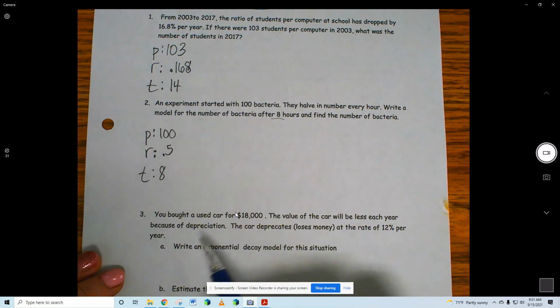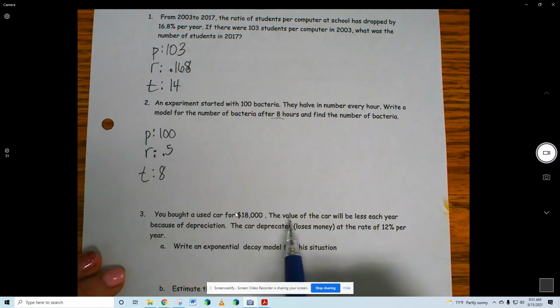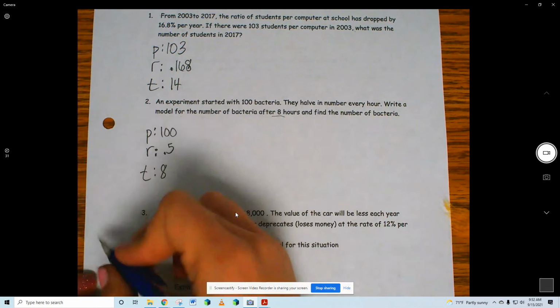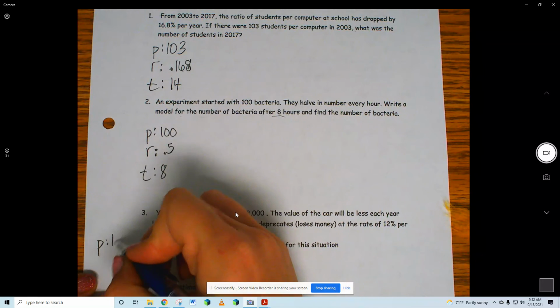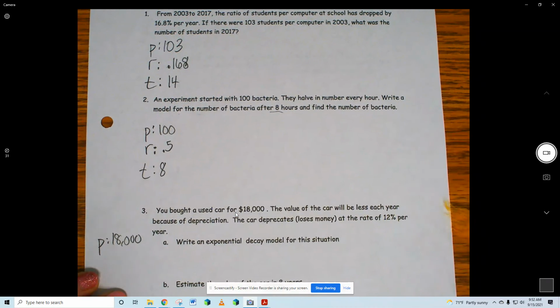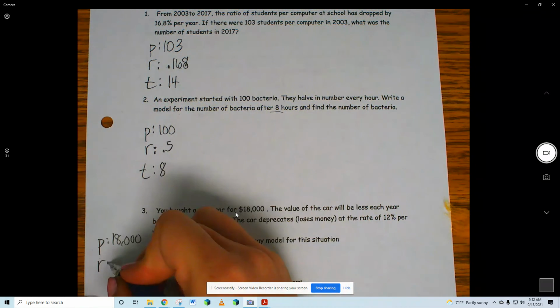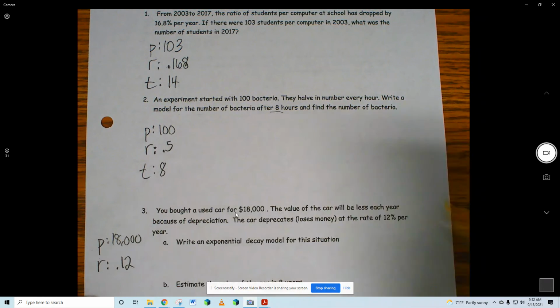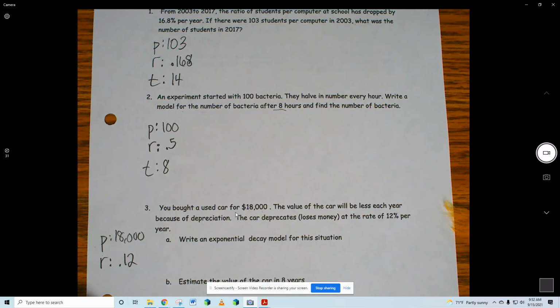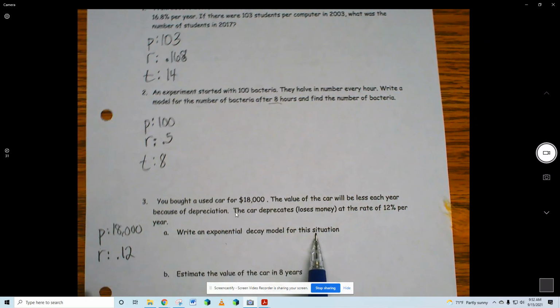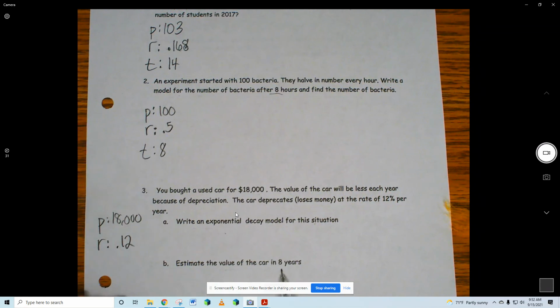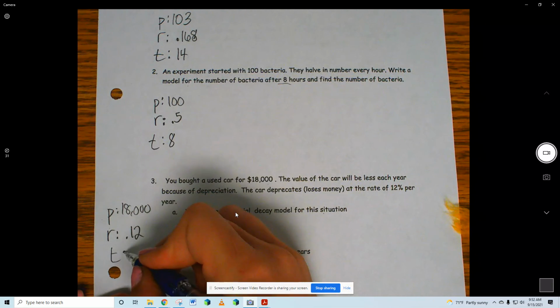Okay. You bought a used car for 18 grand. That's my principal. 18,000. The value of the car will be less each year because of depreciation. The car depreciates at a rate of 12%. There's my rate. 0.12. And then my question says write an exponential model. Great. And estimate the value of the car in 8 years. Time, 8.